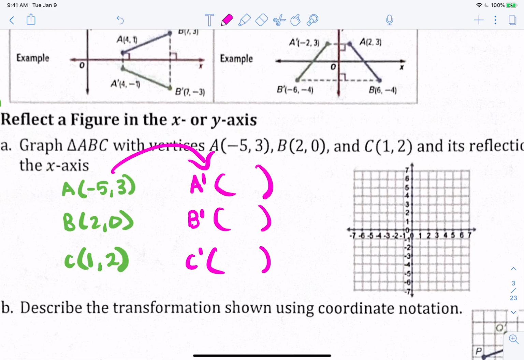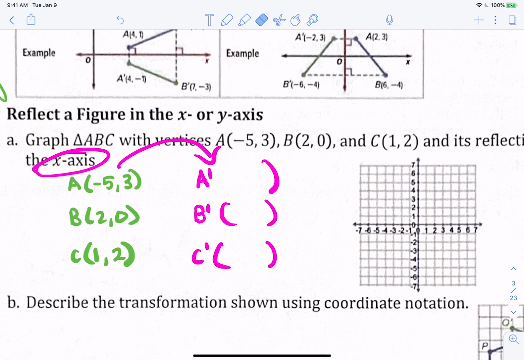All right, what are we reflecting it around? The x-axis. What happens when you reflect across the x-axis? It goes up and down. The y coordinate becomes negative. So this point changes from -5, 3 to -5, -3. The y coordinate becomes negative.